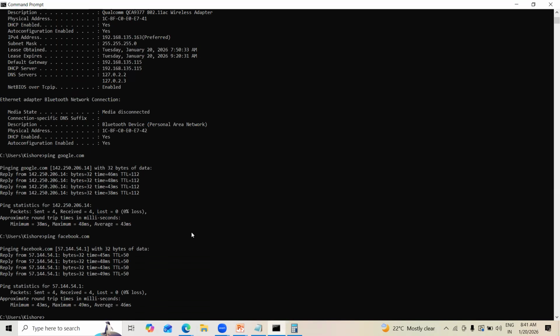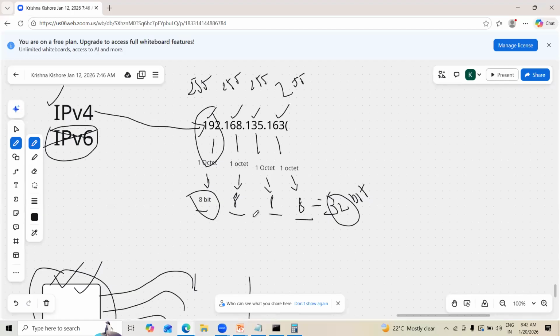So you never get any IP with more than 255 for each octet. Any octet is at most 255. That is the maximum number you will get, 255. Just remember that.